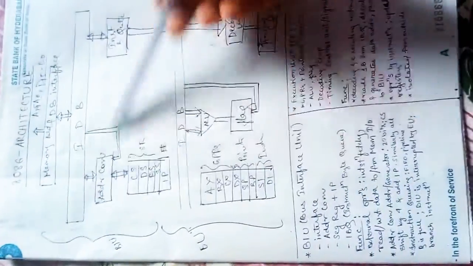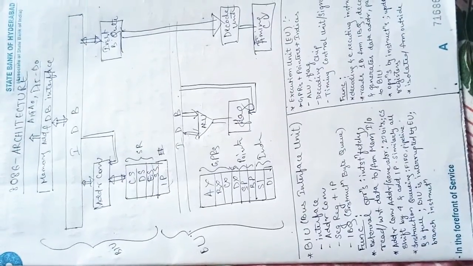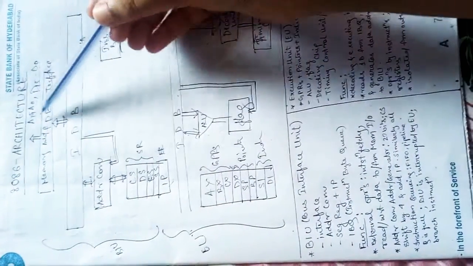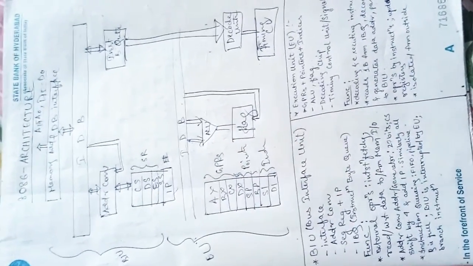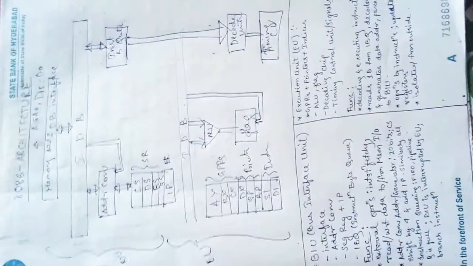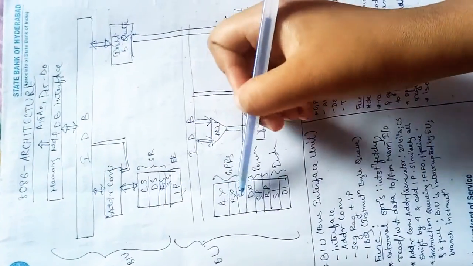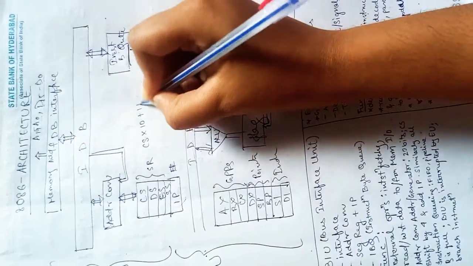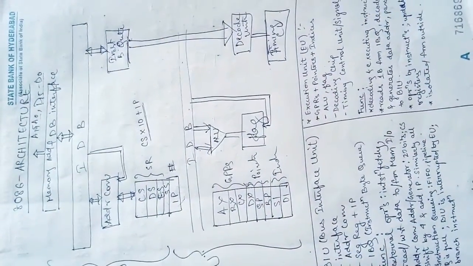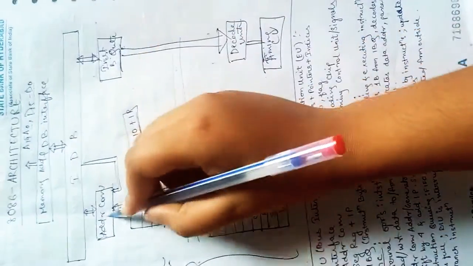And here the bus interface unit, this part is only for interfacing with the outside lines like the address and the data, which contains this interface, and then the address converter. What is the work of this? If we have CS, we will do CS into 10 plus IP to get the current instruction. This task is done in the address converter.